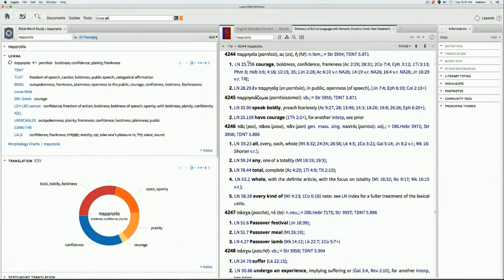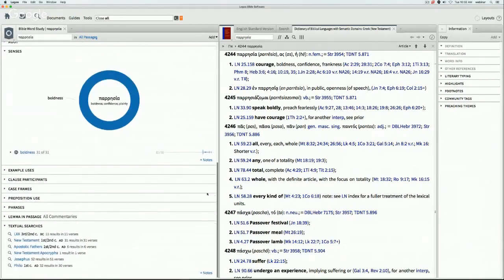Okay, and you see that it lists 2 different definitions here: courage or boldness, or confidence or frankness. But there's a second sense listed here, especially when it's combined with the Greek word en, meaning in public or openness in speech. So let's keep those 2 possible meanings in mind as we look at the text.